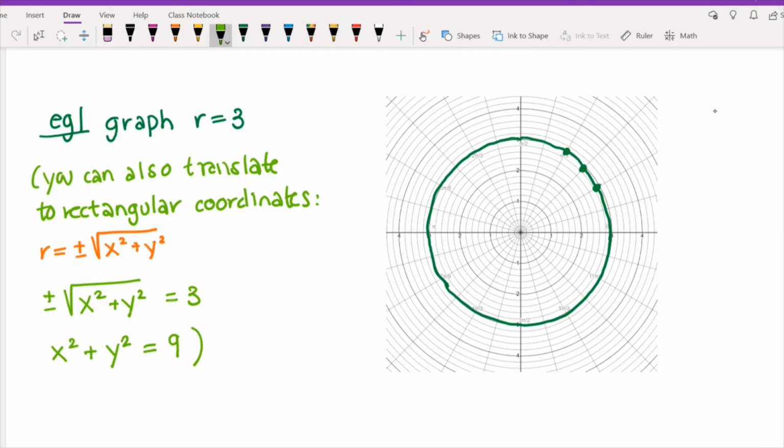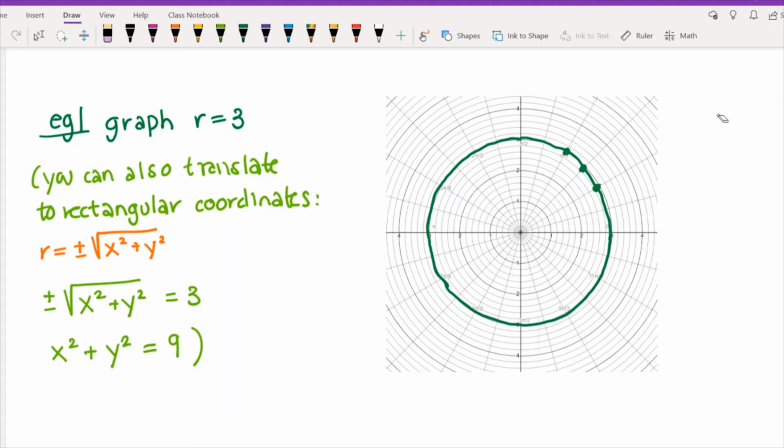So I think that's a nice thing to see, because maybe it helps you see why this is true, right? Why r is equal to plus or minus square root of x squared plus y squared, that there's this kind of connection between circles and translating between polar and rectangular coordinates.